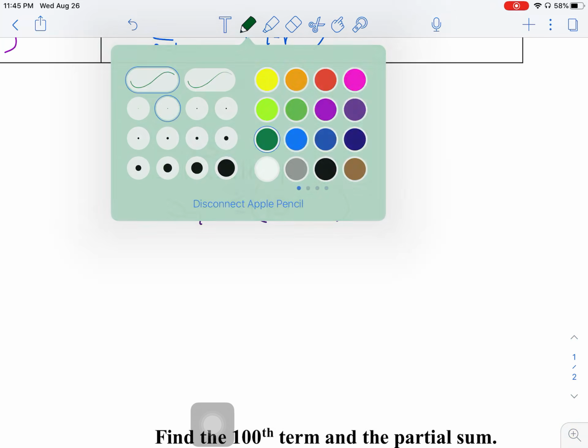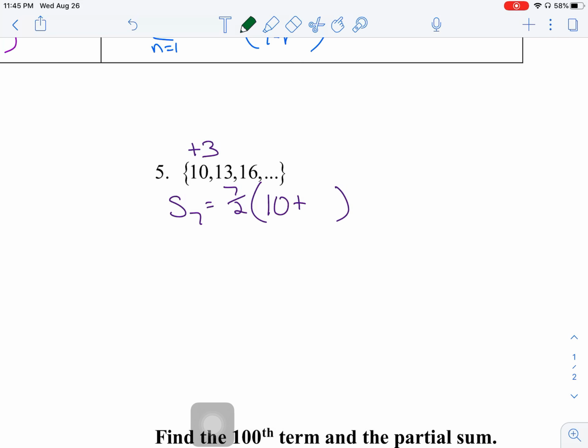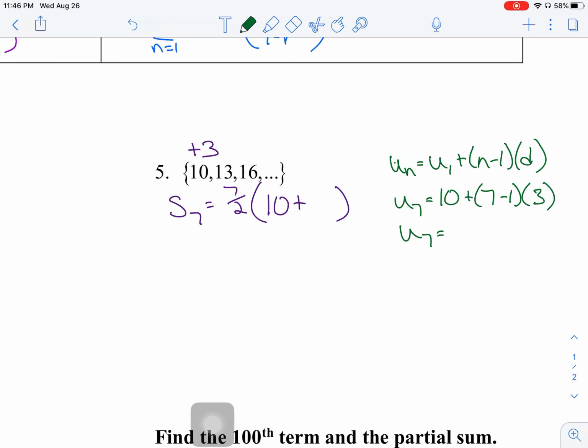Right. If I don't have my 7th term, I need to find my 7th term. So when we did the explicit definition, you can write an explicit definition for this one. So u sub n is equal to u sub 1 plus n minus 1 times d. And fill in everything that we know. We know we're looking for the 7th term. Our first term is 10. N is 7 minus 1. Common difference is 3. So u sub 7 is equal to 28.